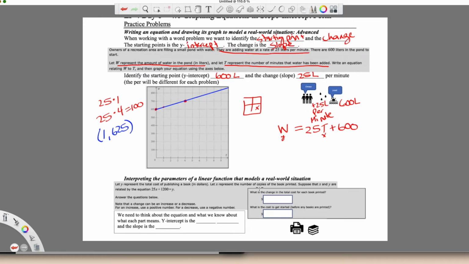So note that a change can be an increase or a decrease. For an increase, use a positive number. For a decrease, use a negative number. So they're specifically letting us know to make sure that we're putting negatives and positives in there.